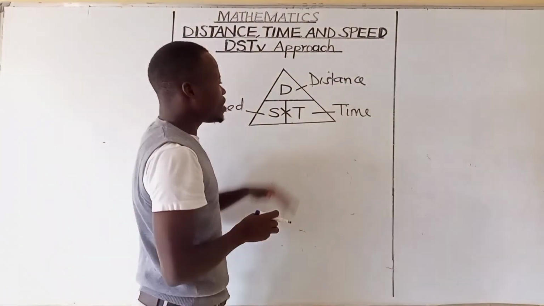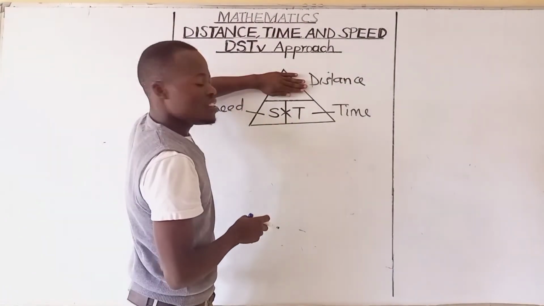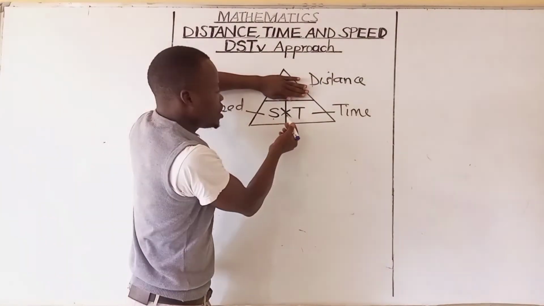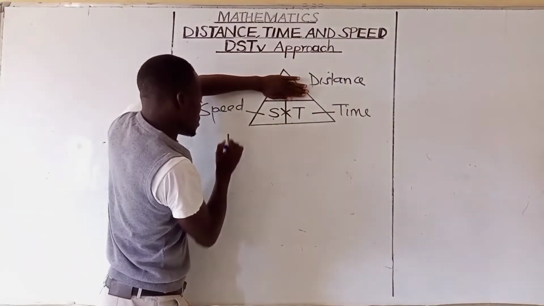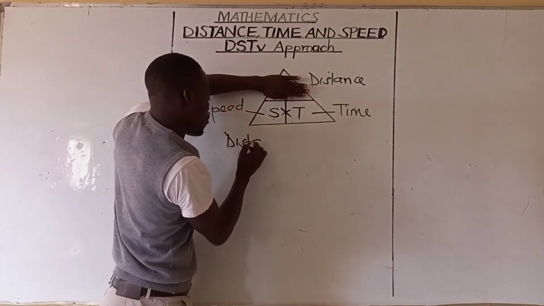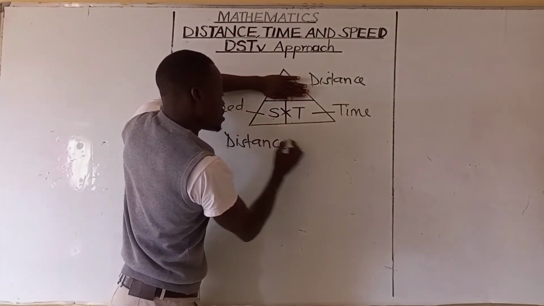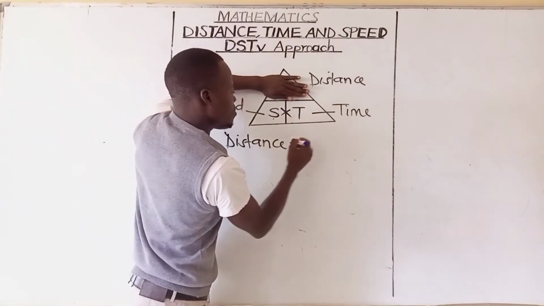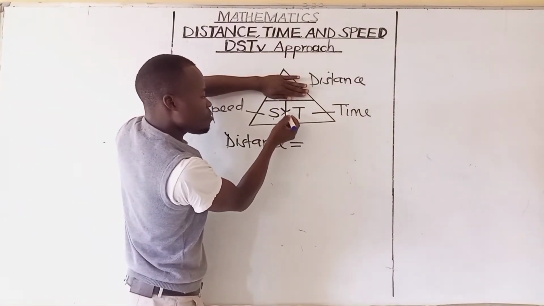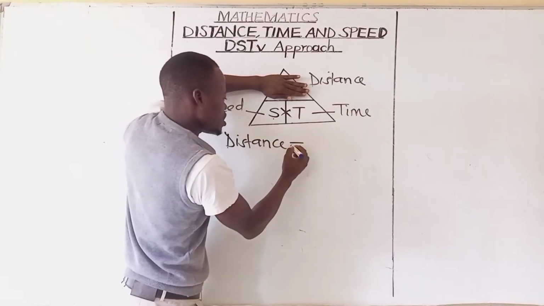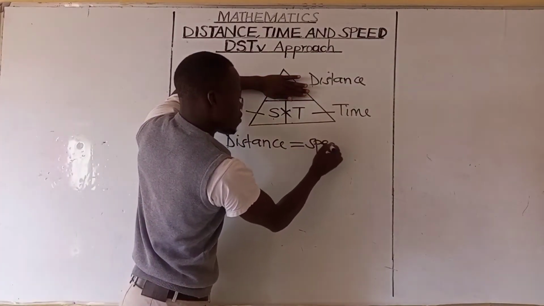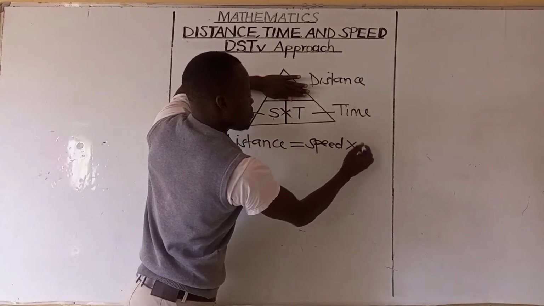So the distance is derived as speed times time. Distance is equal to speed times time. Remember, in between speed and time we have a multiplication sign. So distance is equal to speed times time.